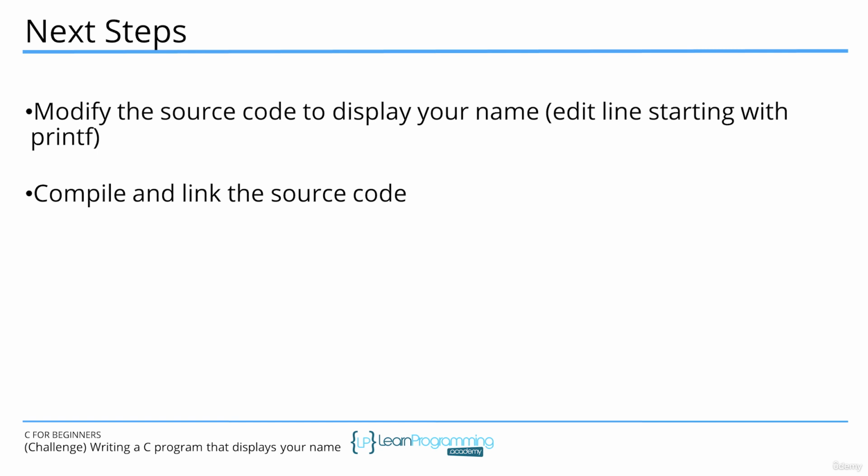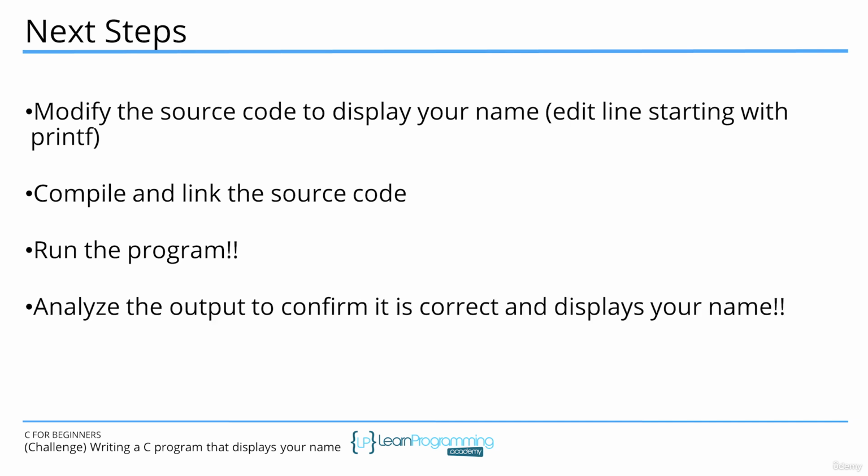Now, if you were successful in compiling and linking the source code, then you want to run the program. You want to execute it. And again, this is just another menu option in the IDE. Once you run the program, it's going to display a new console, the DOS prompt, that little black window, and you need to analyze the output to confirm that it's correct. If it doesn't display your name, then you're going to have to repeat this process. You're going to have to edit the source code, recompile, which will link, and then run.